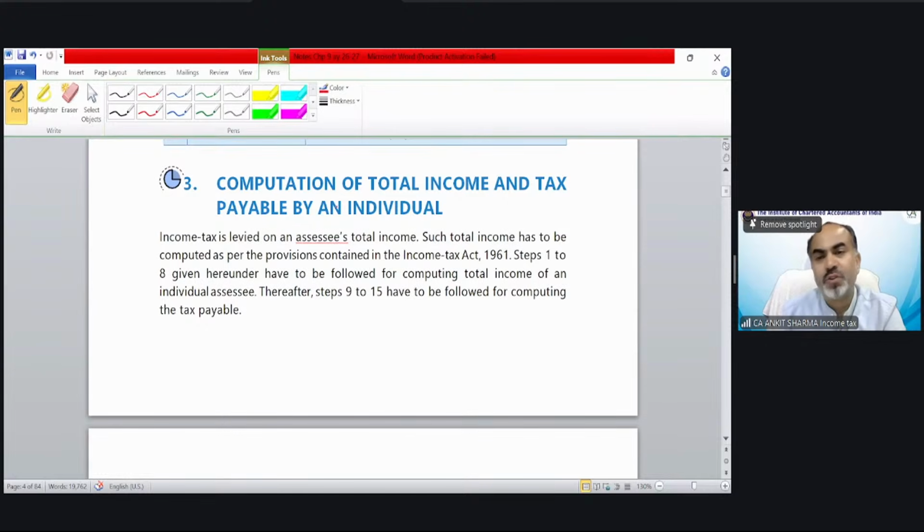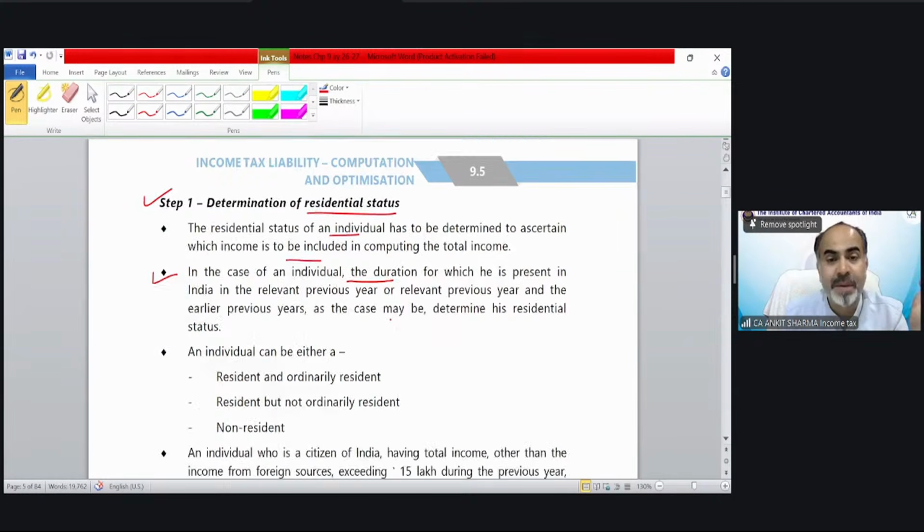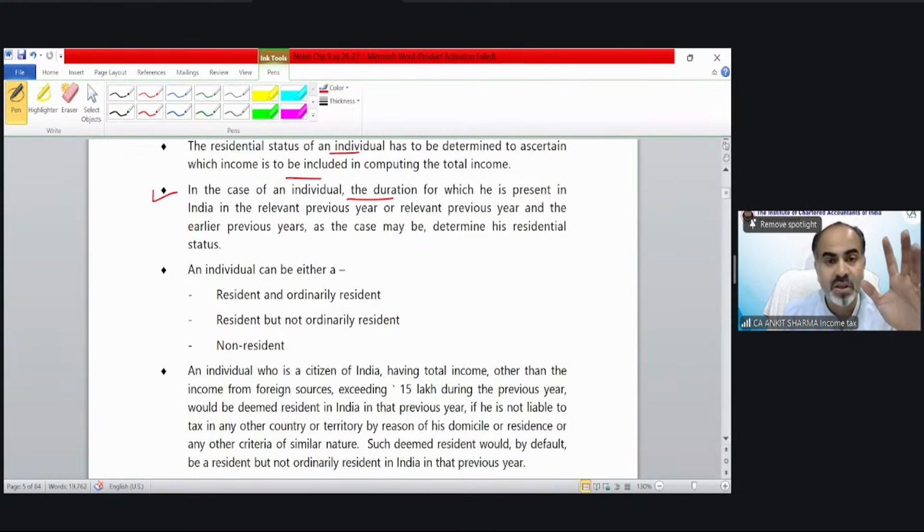So computation of total income and tax payable, the same thing is revised. The first point, which we have already discussed, is determination of residential status. The residential status of an individual has to be determined to ascertain which income is to be included. Of course, the importance of residential status we are discussing. The duration, etc., will depend. If it is a crew member of an Indian ship, the provision will change.